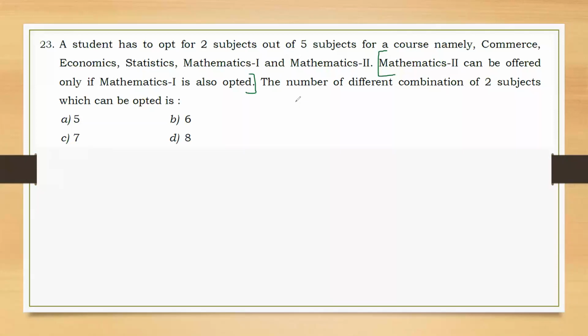Okay. Who is willing to explain? Anju or Siddharth? Who is interested? You need to select 2 subjects, okay? M2 will be offered only if M1 is opted. Now, who is interested, Anju or Siddharth? Who is going to explain? Anyone? You are willing to explain this? No, it's not 5.